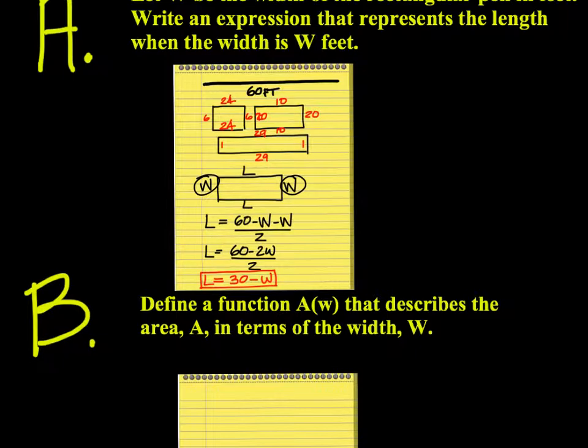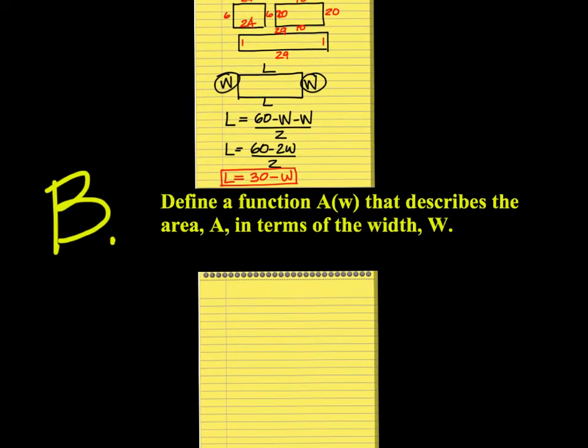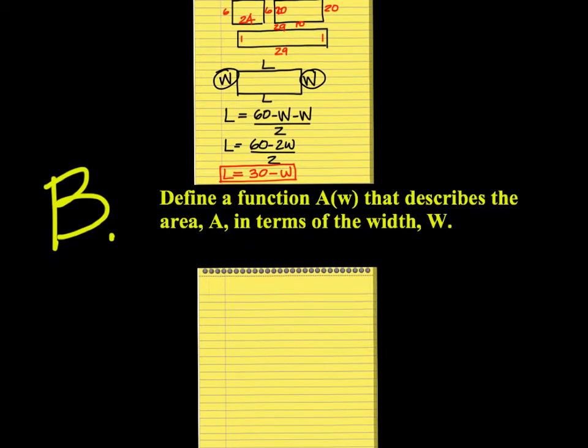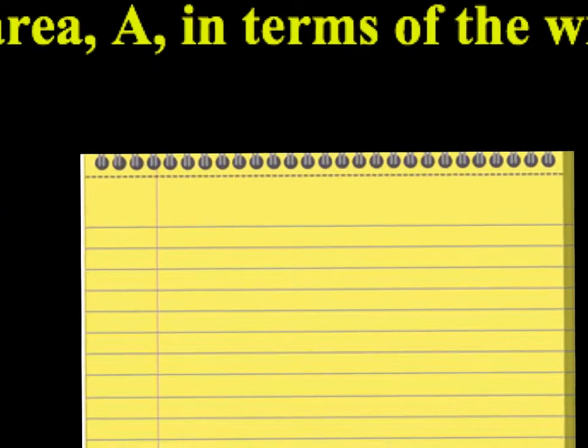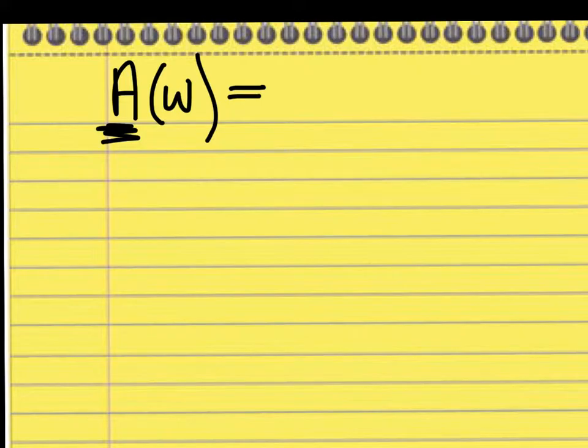But part B says we need a function, A of W, that describes the area, which is why it's called A, in terms of the width. So your function has got to start like this. A of W. That means I'm putting in a W, a width, and I'm getting back an area. How do I find the area of a rectangle? What's the formula? Length times width.